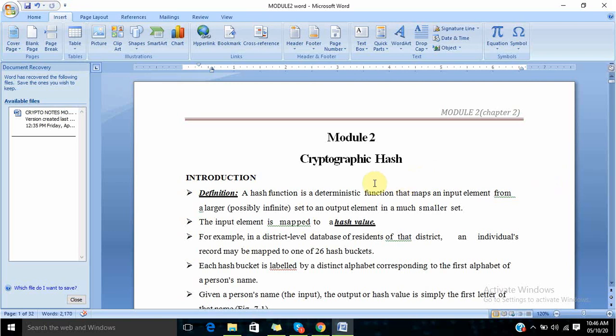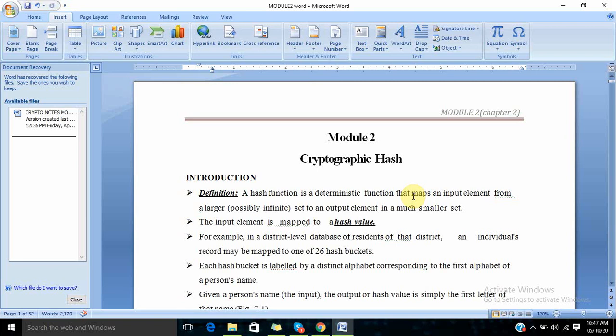Students, today we'll discuss the cryptographic hash. This chapter speaks about the hash principle. So what is hashing, students? Hashing is a function which maps an element from the larger set to an element in the smaller set. The smaller set is a fixed set. Basically, hashing is very helpful to retrieve elements from databases.